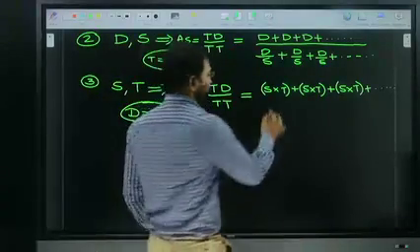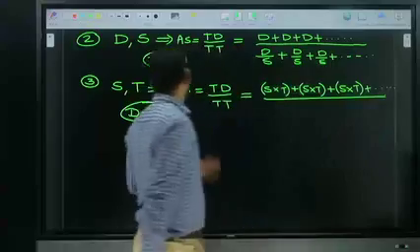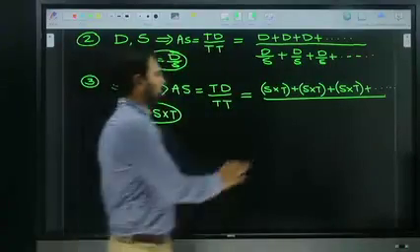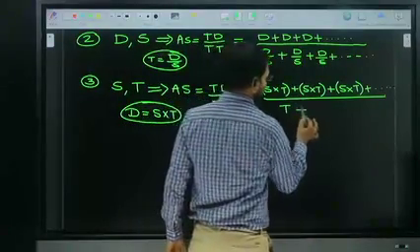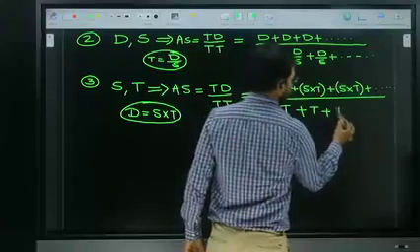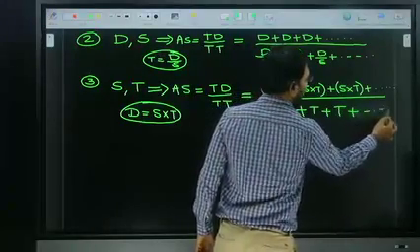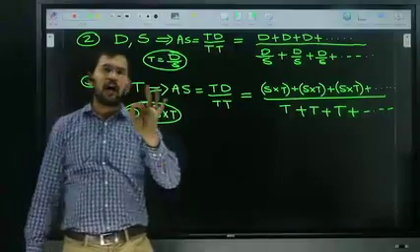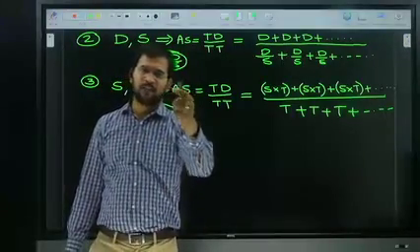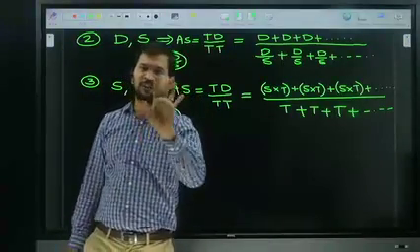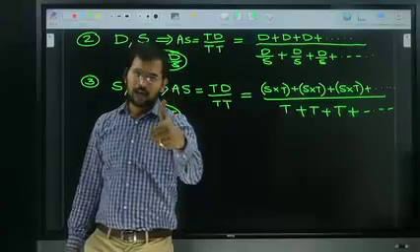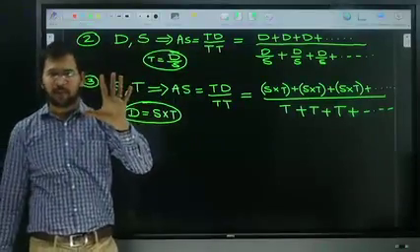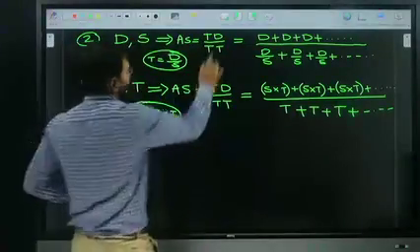Divided by total time. Now I need total time. I know the timings, so just simply add them: time plus time plus time, and so on. All of you clear? This is the third possible question they may ask in average speed. All of you understood? So in total there are 5 types. Coming to the fourth type.